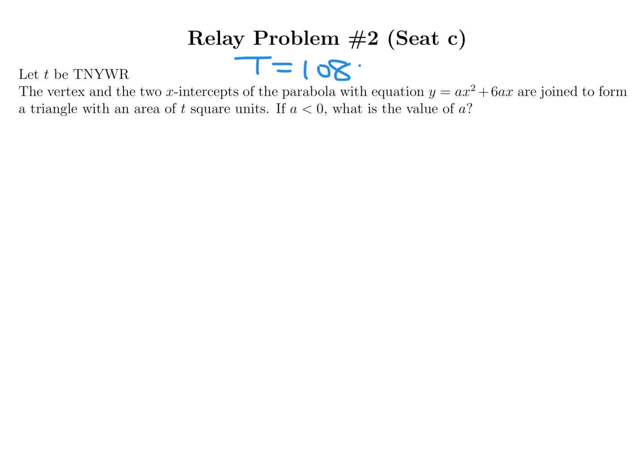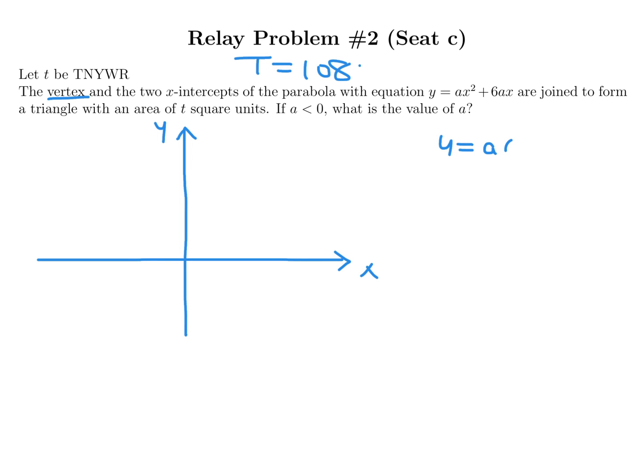The vertex and the two x-intercepts of a parabola with the equation y is equal to ax squared plus 6ax are joined to form a triangle with an area of t square units. If a is less than 0, what is the value of a? Let's attempt to draw this, even though I have no idea what it looks like. The only thing I know is that since a is less than 0, and they're talking about the vertex, I'm going to give you the vertex form of a parabola equation. It's this one. And because a is less than 0, it's going to open downward. Okay, so let's do that.